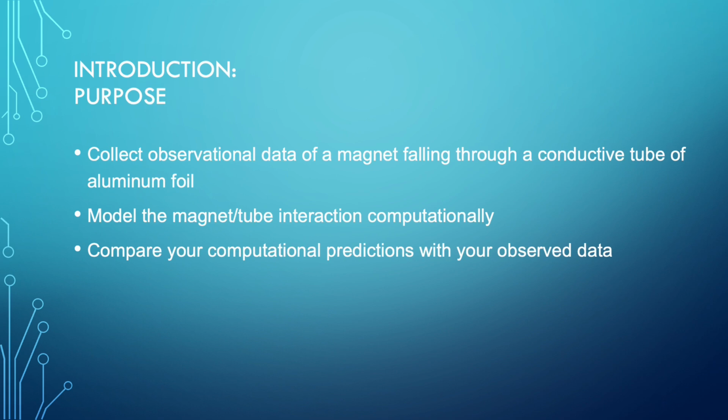So to start, for our purpose, we have to collect observational data of a magnet falling through a conductive tube of aluminum foil. And we're going to model the magnet/tube interaction computationally, and we're going to compare our computation model predictions with the observed data.